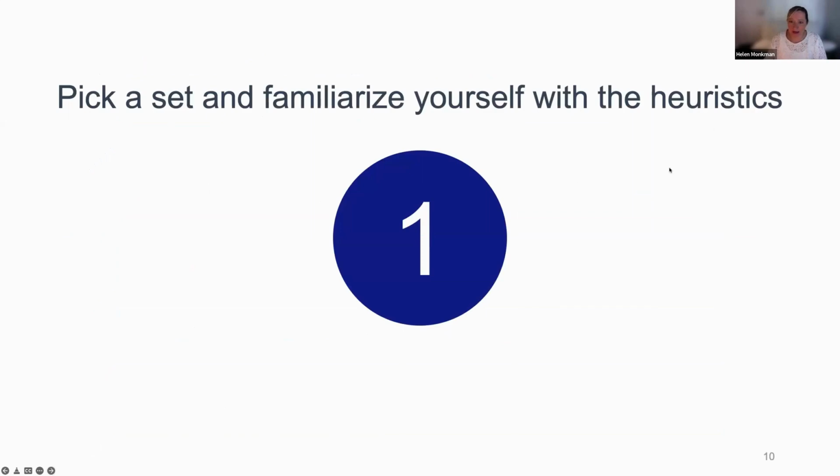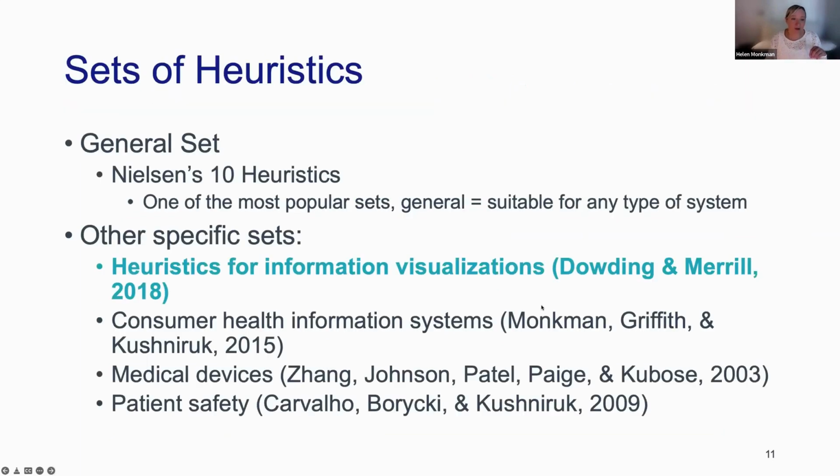So step one is picking a set and familiarizing yourself with the heuristics. This is going to be the longest step. We have lots of different sets of heuristics. One of the most commonly used ones is Nielsen's 10 heuristics. He originally developed them with a fellow named Molich, but Nielsen really got a lot of the credit afterwards. So they have 10 heuristics, and they're very general.